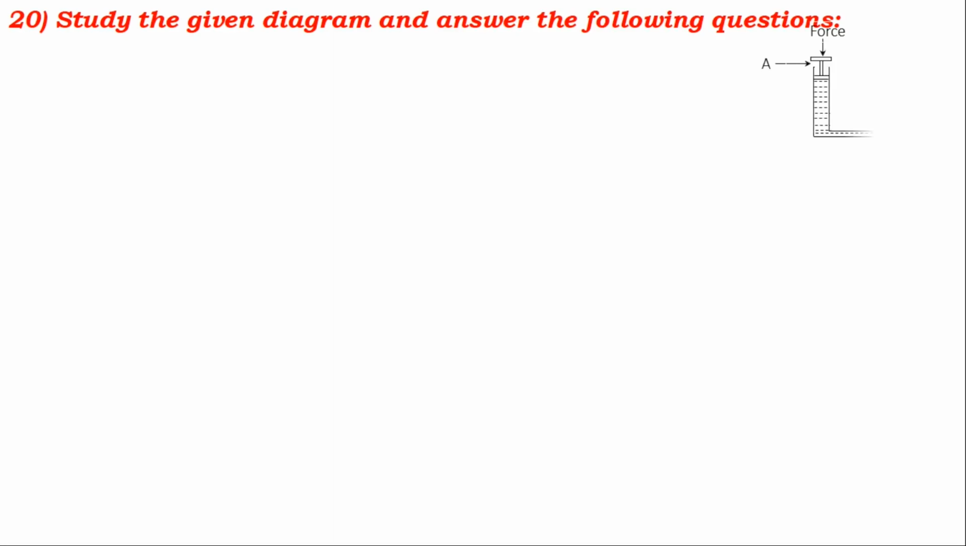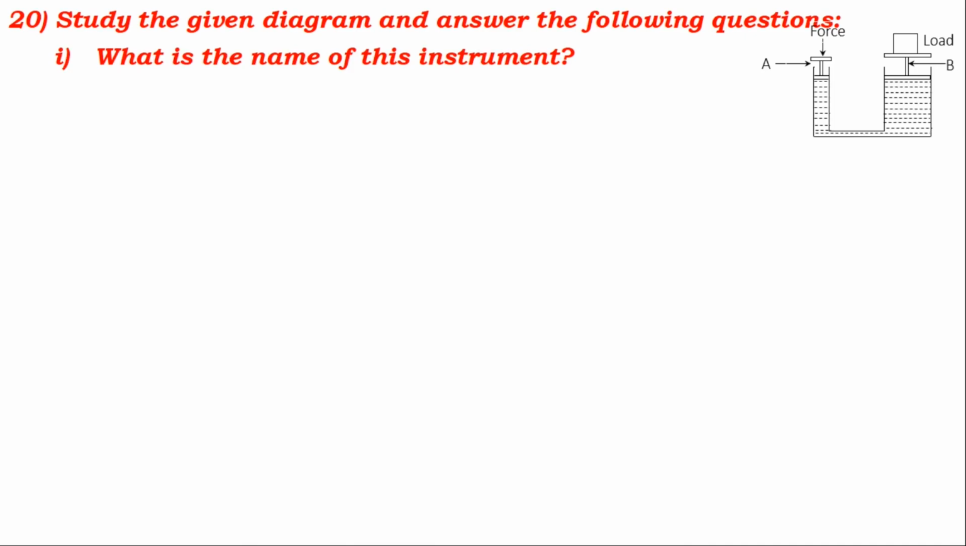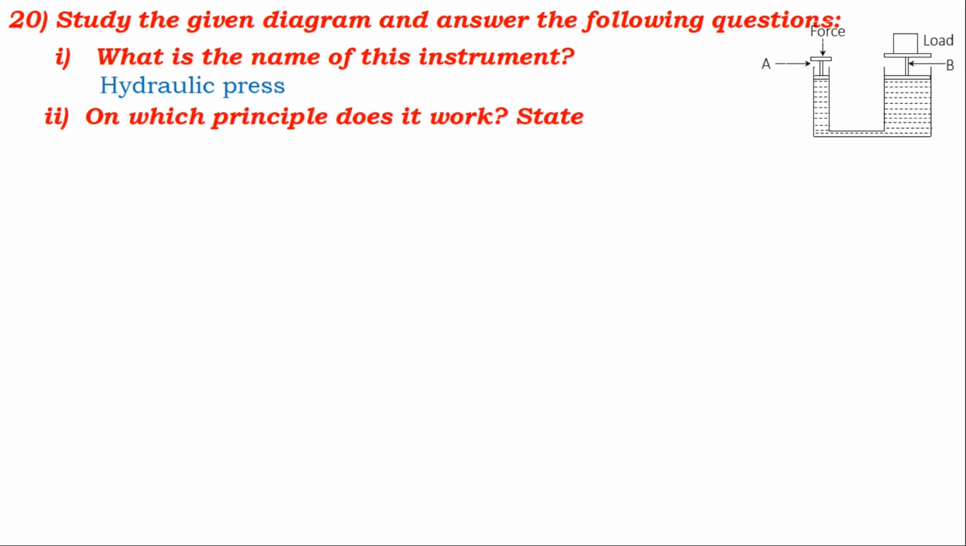This is question number 20. Study the given diagram and answer the following question. First we have to see the diagram. This is a diagram. A hydraulic press is shown, and here two pistons are shown. They are A and B, and force is applied on a small piston and load is raised from the big piston. Okay, now the question is, what is the name of this instrument? We can answer very easily. This is hydraulic press.